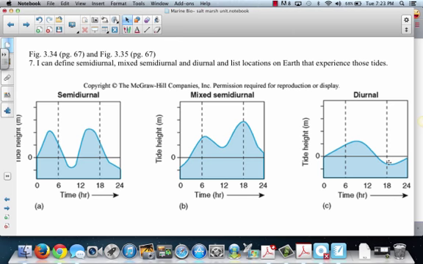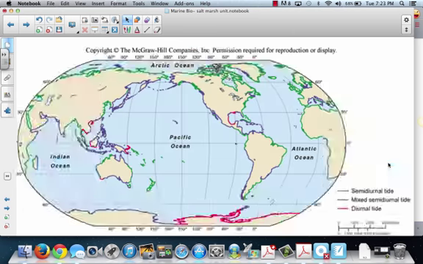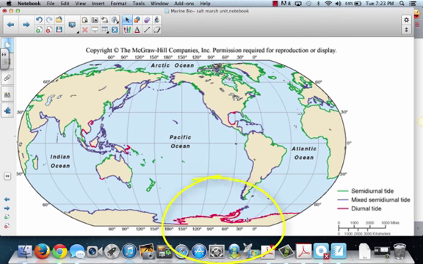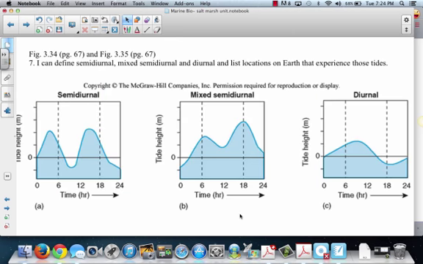You predominantly find diurnal tides at really high altitudes. So if you look at this, which is also in that book, diurnal is the red, and you find them at really high altitudes is where you usually find them, but you can find them in other places on the earth.